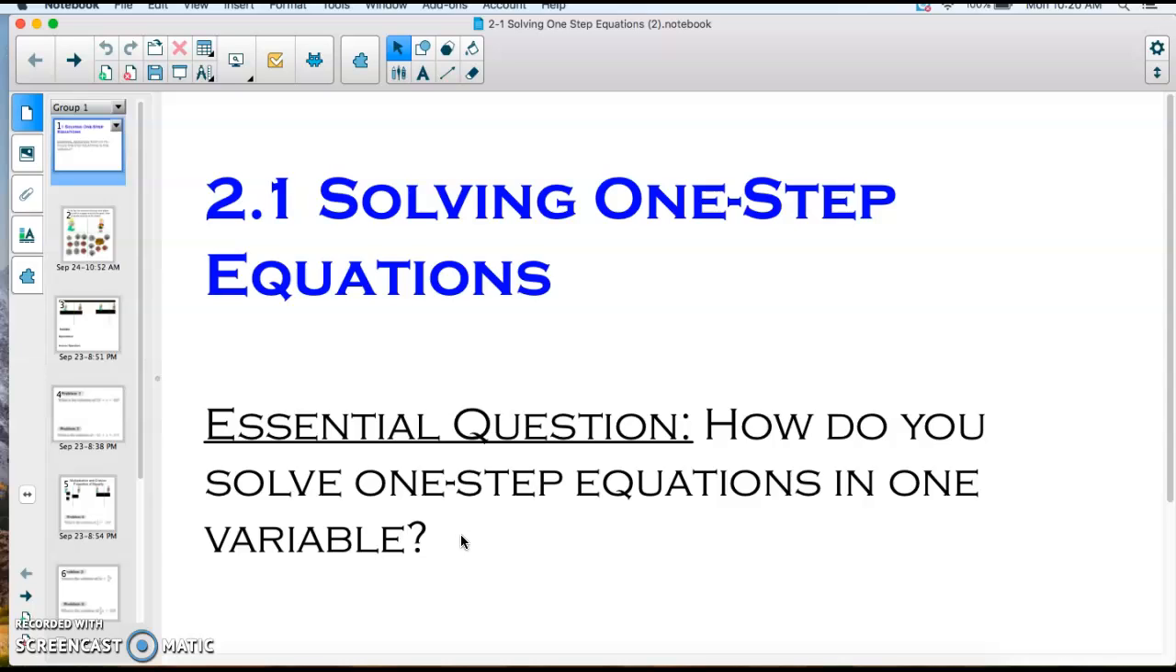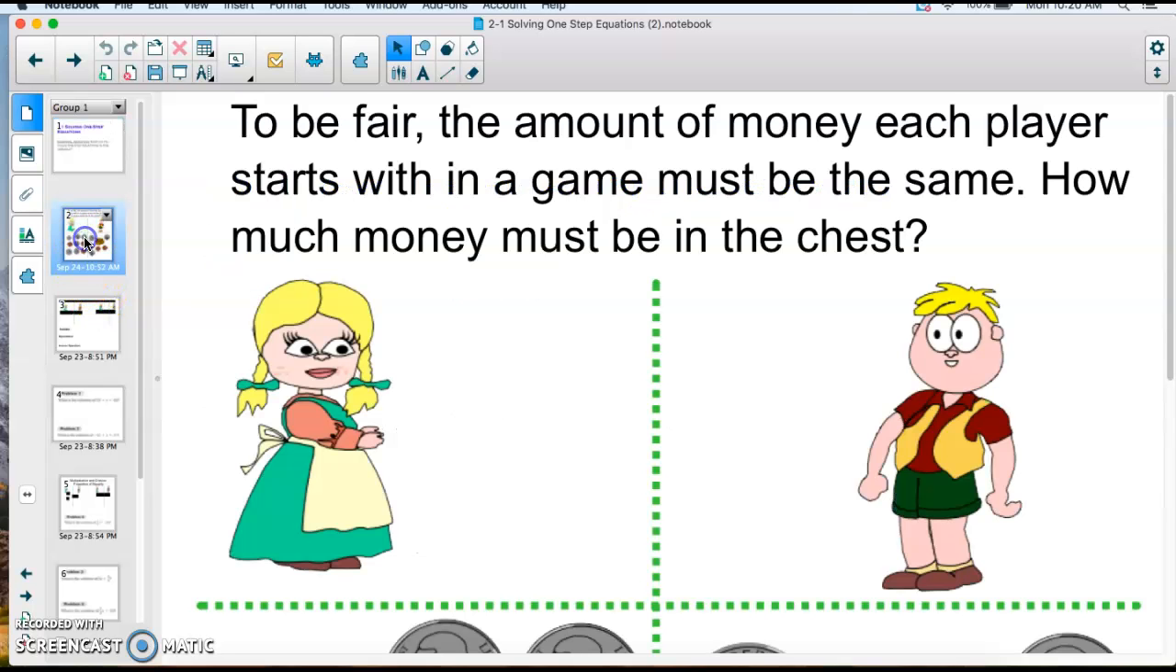Section 1 is solving one-step equations, and our essential question for section 1 is how do you solve one-step equations in one variable? So we're only going to have one variable, whether that's f or x or z or whatever our variable is, and it's only going to take us one step to find the answer. This should be review for you, but if not, then here we go.